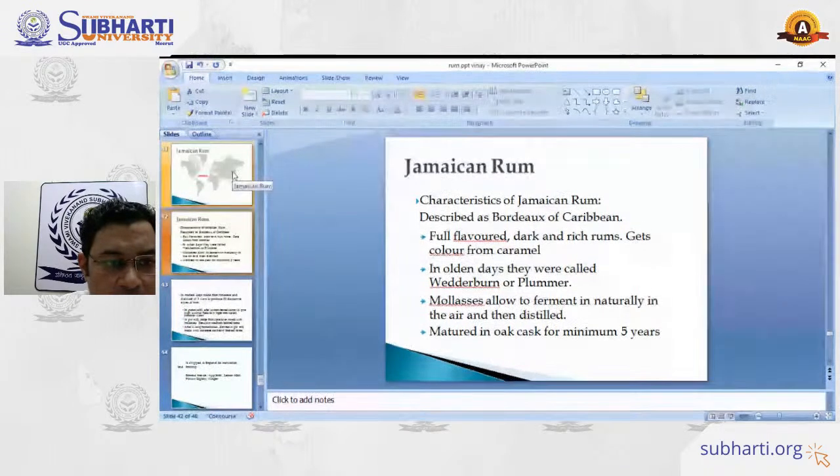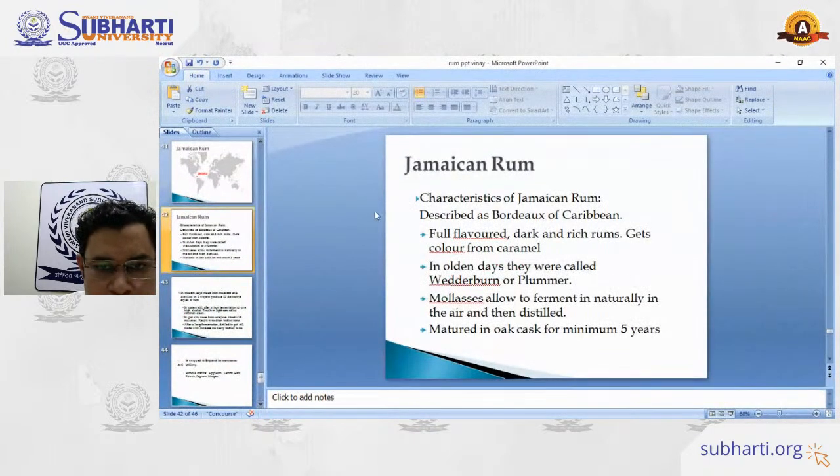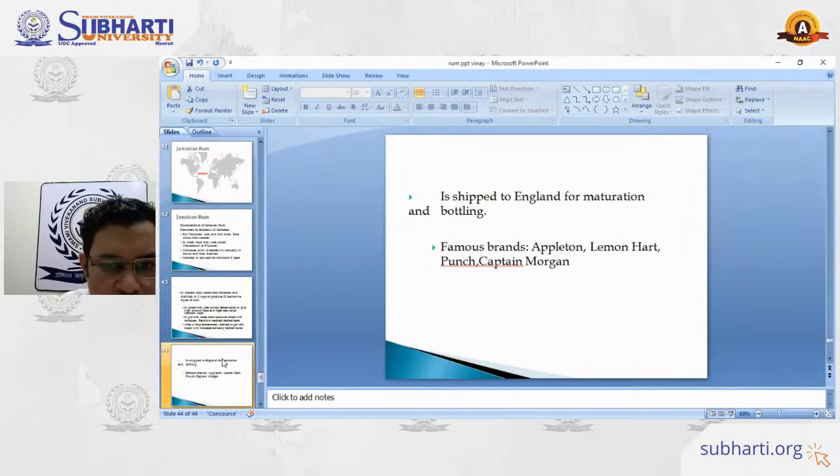Next, we will study Jamaican rums. That is where Jamaica is on the map. Jamaican rum is described as the Bordeaux of the Caribbean. Full flavored, dark and rich rums get color from caramel. In olden days, they were called wet burn or plummers. Molasses allowed to ferment naturally in the air, then distilled and matured in oak cask for a minimum of 5 years. Then it is shipped to England.